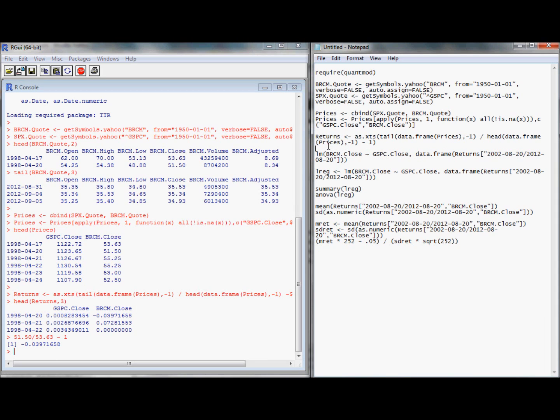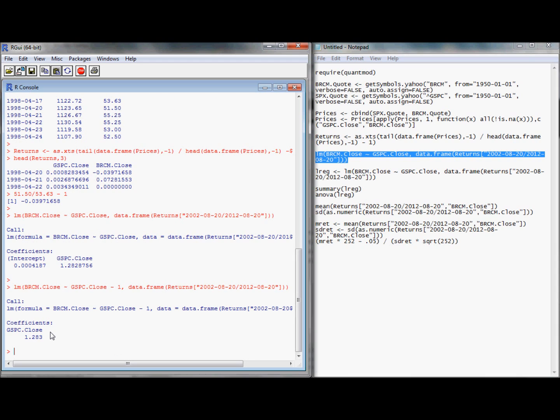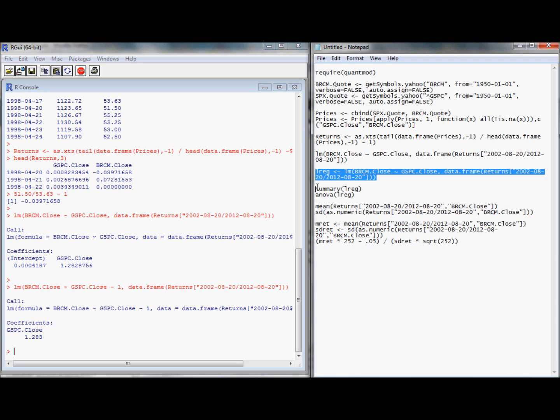Next, we calculate the beta for Broadcom using the lm function. Note we also specify the calculations are only done for the 10-year period starting August 20, 2002. We also can calculate the number without the y-intercept, which we have just done.